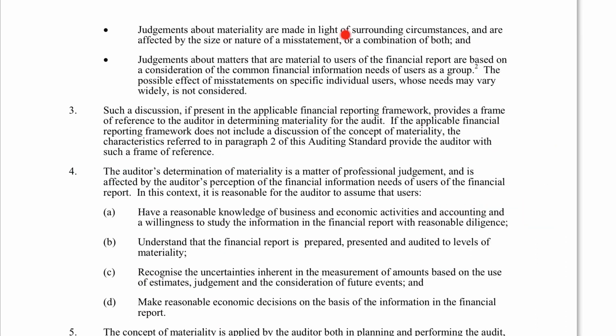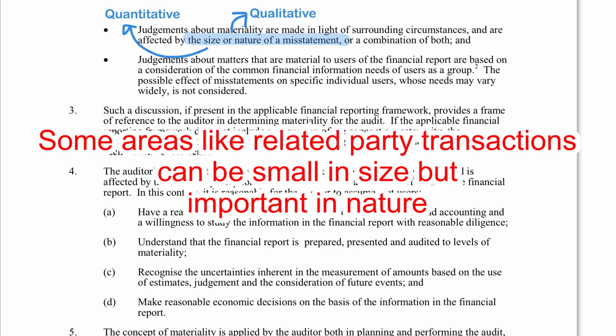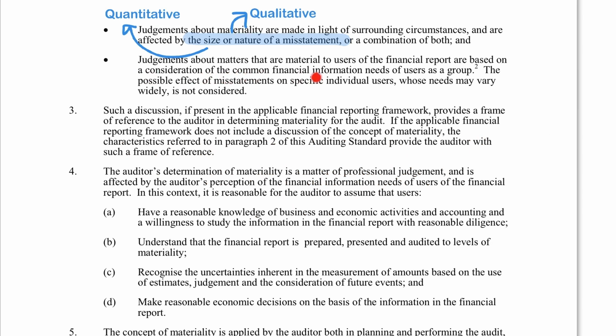Judgments about materiality are made in light of circumstances affected by the size or nature of the misstatement. This bit is quite important here, size or nature. What that tells us is that there are two components to materiality. There is clearly a quantitative aspect to materiality, but there is also a qualitative aspect, a non-financial aspect. That's what I mean when I say size or nature of the item. So we have to make these professional judgments, and it says consider the common financial needs of users as a group. So not any one specific user, but the whole set of users.